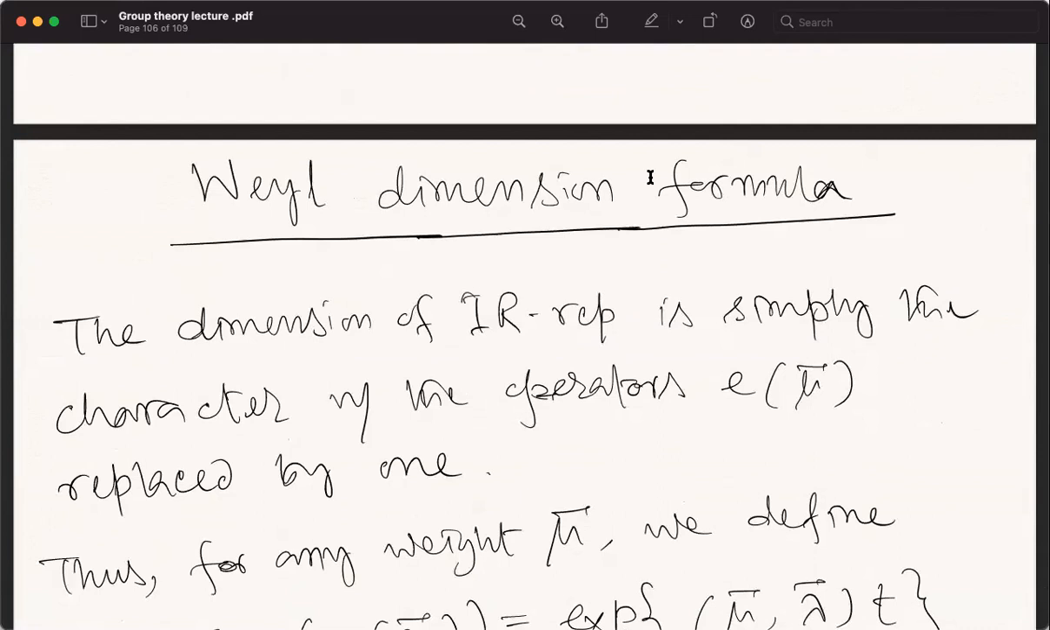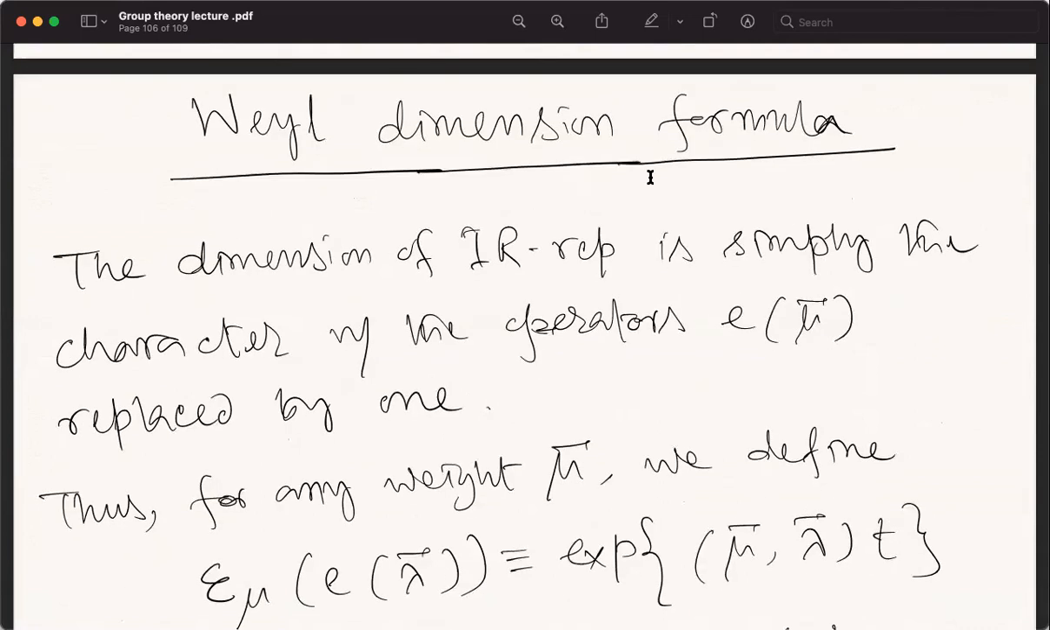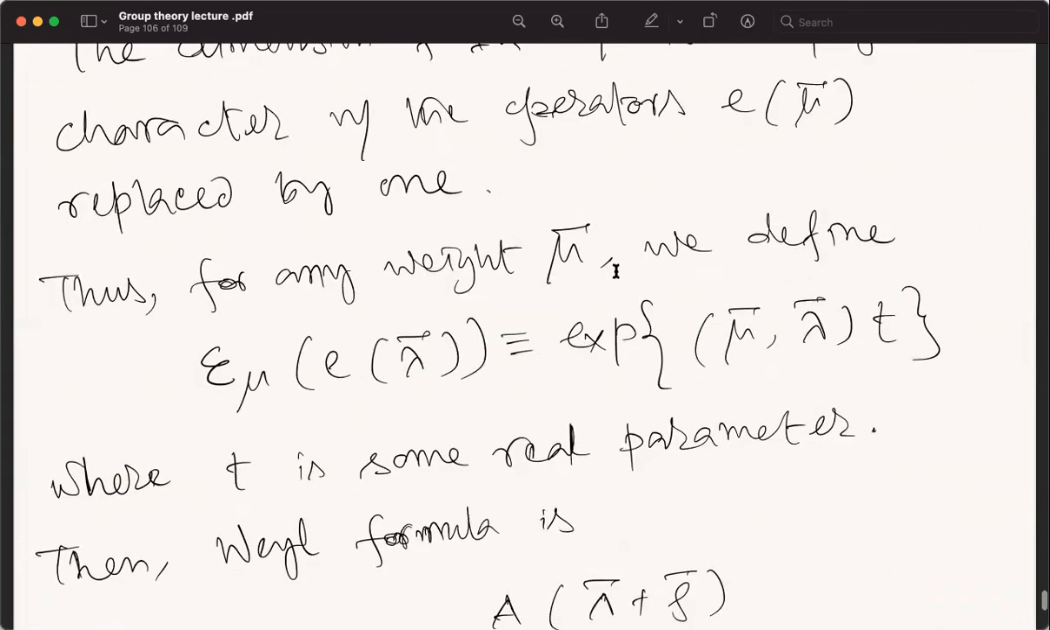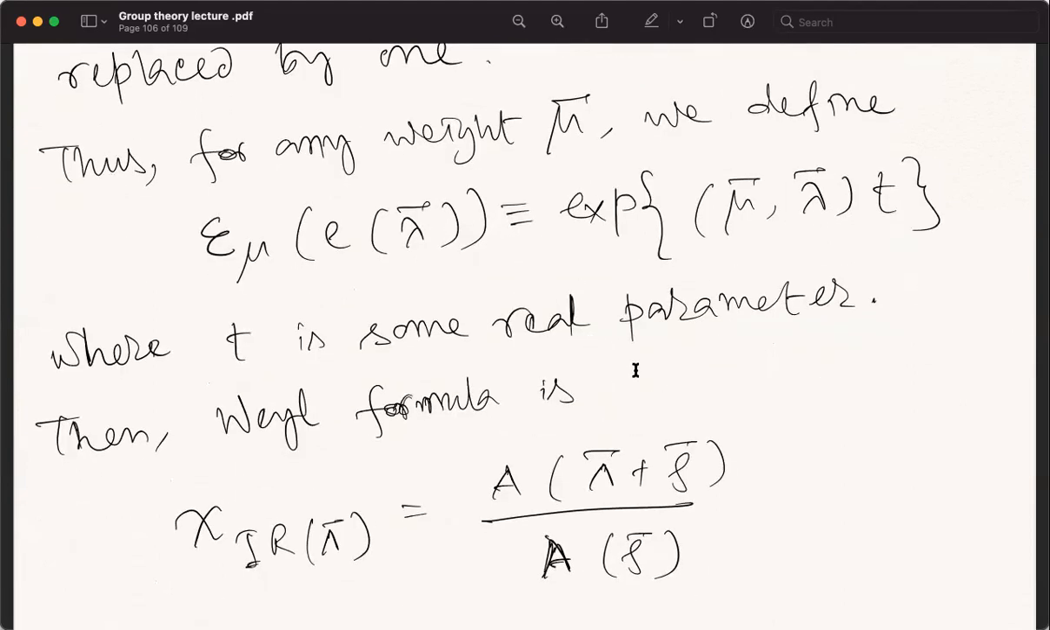Now, how do we calculate the dimension for a given representation, which is represented by some label? What is the dimension? How do we calculate it? The dimension of the universal representation is simply the character with the operator e replaced by 1. It sounds very trivial, but it's not like that. Thus, for any weight mu, we define epsilon mu in terms of p lambda, where exponential mu lambda t, but t is some real parameter.